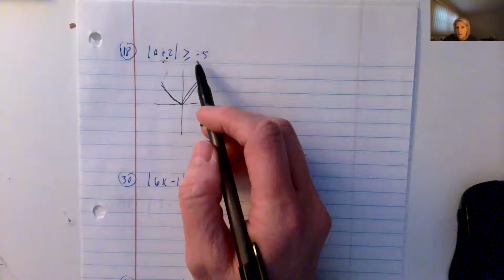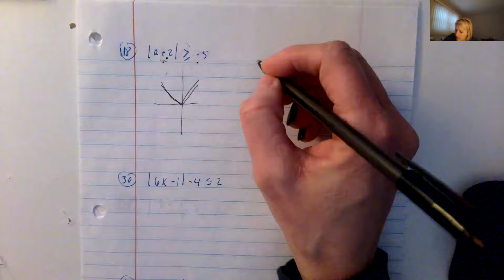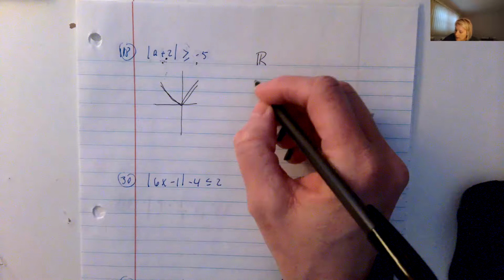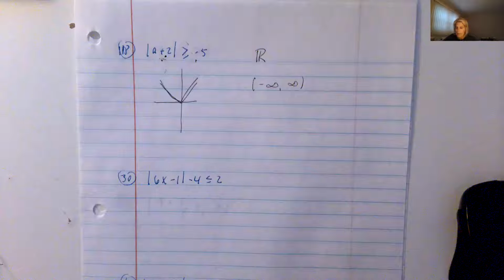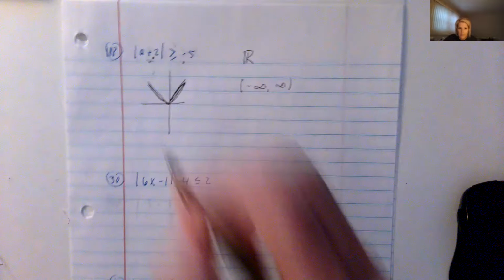Well, remember what we said about absolute value functions. They're always at 0 and above, because nothing negative can ever come out of here. So this could never equal a negative 5. We had a couple of those no solutions in 2.6. But it's always going to be greater than a negative 5. So that means it's going to be all real numbers, and we show that in the interval of negative infinity to infinity. So that one was nice and easy.